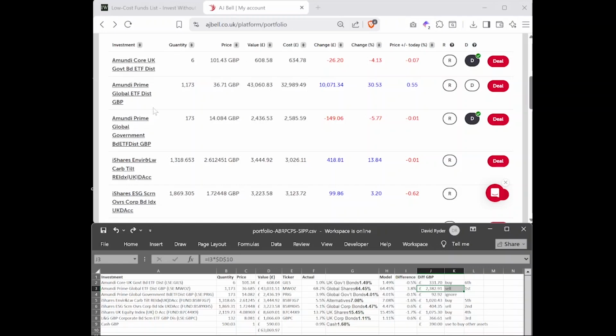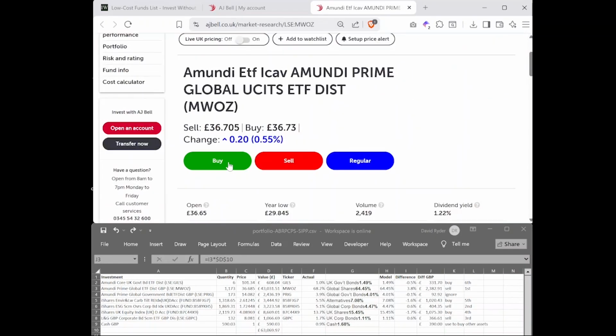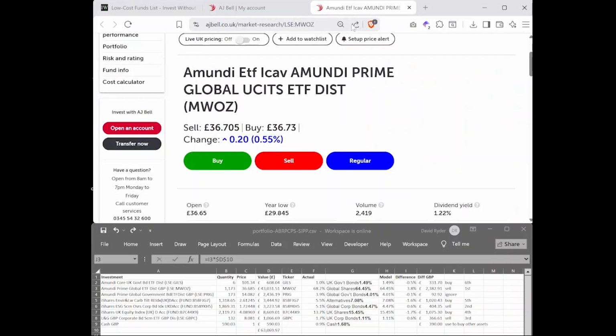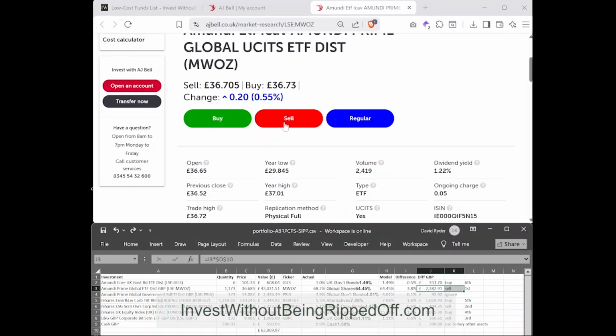Now, you can either click on this, and you can see it's MWAS, the ticker comes up. So I'm going to open this in a new tab. So there we go. Let's just click on that, and we can see that it's MWAS. The alternative is to click on deal and go straight to the deal, but it does no harm to click on the actual fund, make sure you're looking at the right one, which it is, and then we know that the task here is to sell. So we click on sell.